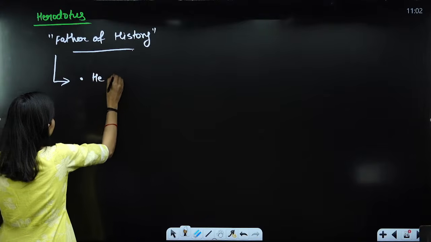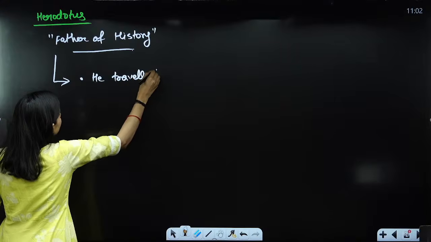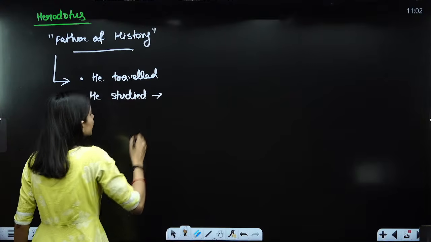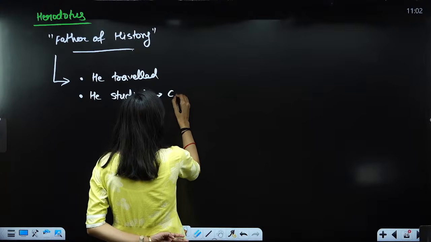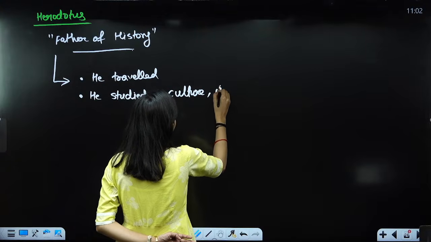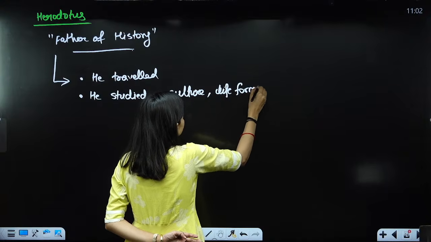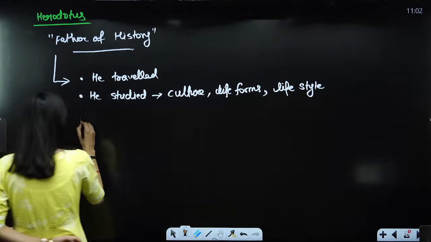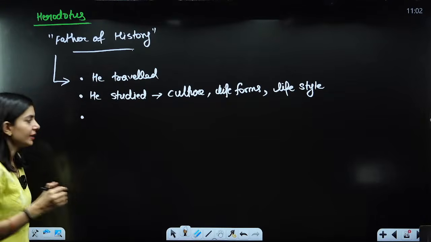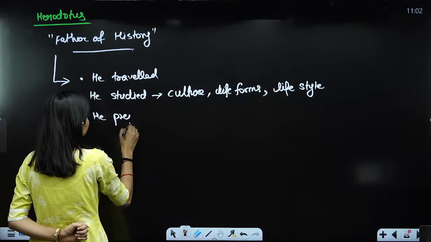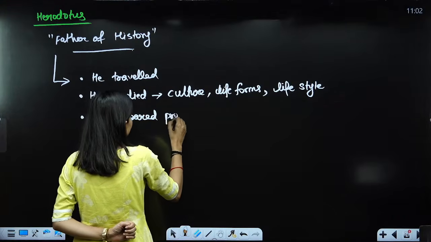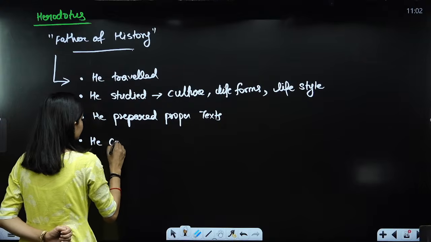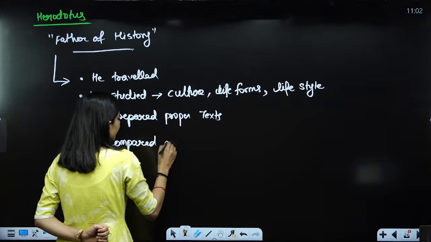first, he traveled. Second, he studied. In the areas where he traveled, he studied their culture, life form, lifestyle. Okay. And when he did that, he prepared proper text. And based upon the text, he compared different societies.